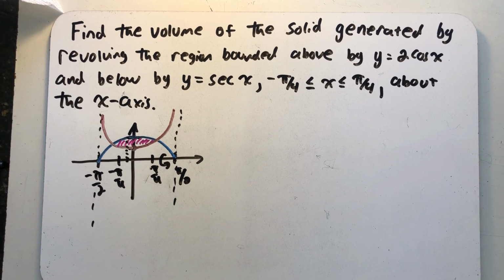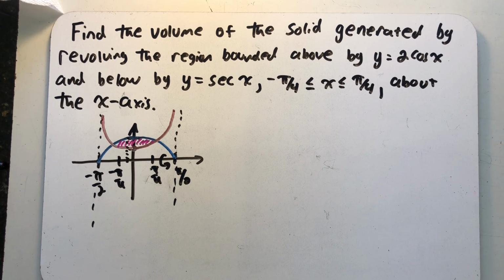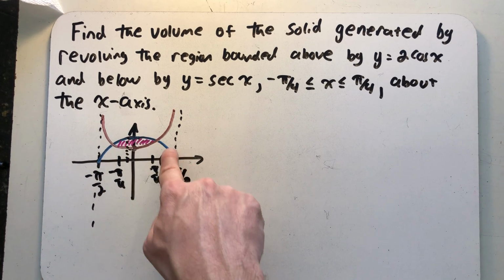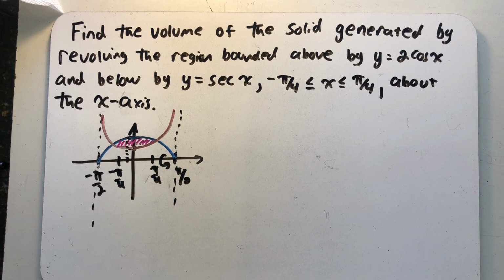Let's find a volume. Find the volume of the solid generated by revolving the region bounded above by y equals 2 cosine of x and below by y equals secant x on the interval between minus pi fourths and pi fourths, about the x-axis. I've already sketched the region here. I have my cosine function in blue and my secant function in what is supposed to be red, but it's not showing up very well on the camera right now, but I have my two functions graphed.